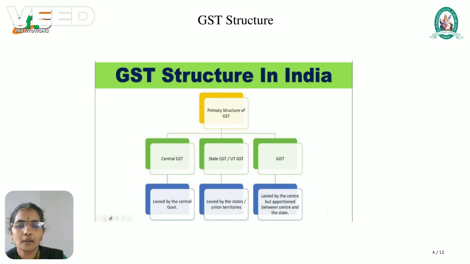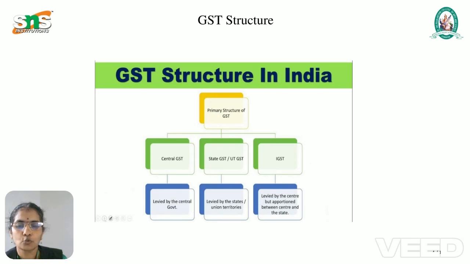Next, we move to the structure involved in GST. Under the structure of GST, we categorize three main elements: CGST, SGST, and IGST. CGST is Central Goods and Service Tax. SGST is State Goods and Service Tax. The third category, IGST, is Integrated Goods and Service Tax.